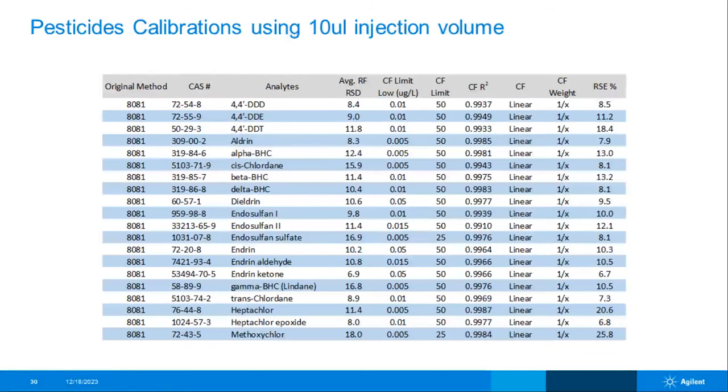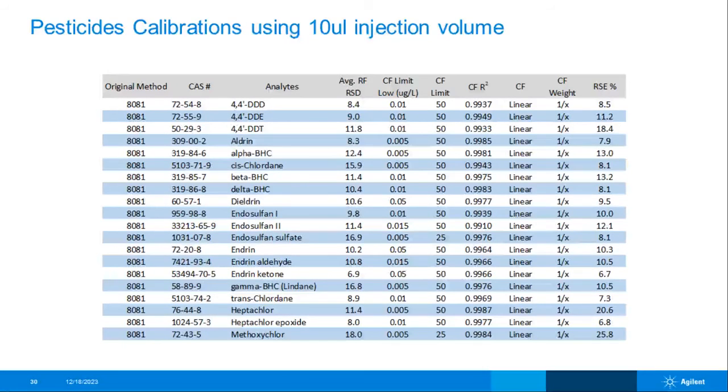In the two problem compounds that we talked about before, the dieldrin and the endrin, we're still able to see down to 0.05 ppb or 50 ppt. Much lower than most customers need to see, but what we're starting to see from the industry is those ultra low level detection limits specifically for those compounds.